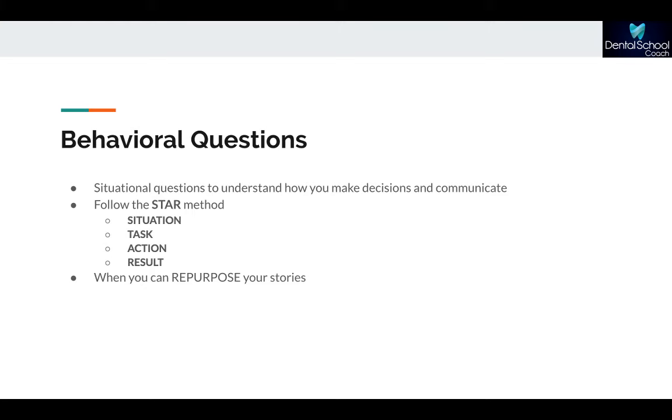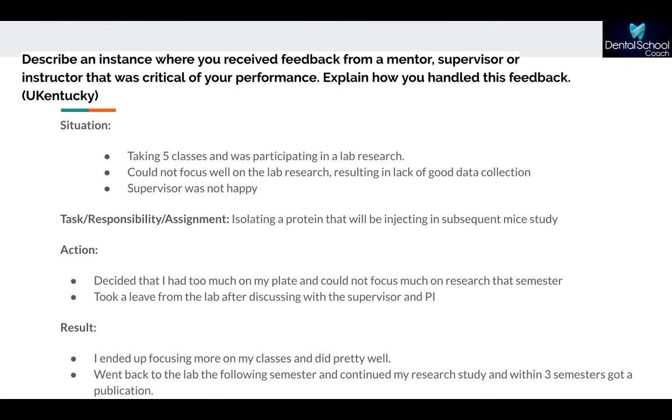But what I want you to realize is that a lot of the time, the questions are going to be somewhat similar and somewhat redundant. So, as many times as you can, repurpose your stories, reuse them so that you don't have to do multiple essays or multiple stories. You can just write one story, and that could be used for 3 or 4 secondary statement questions.